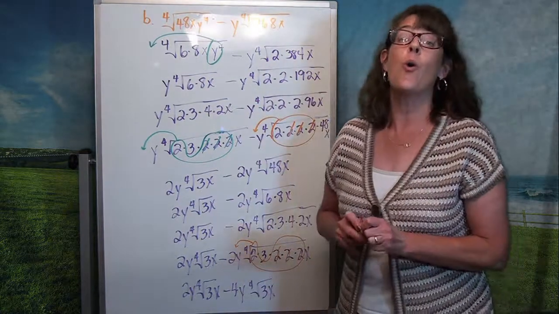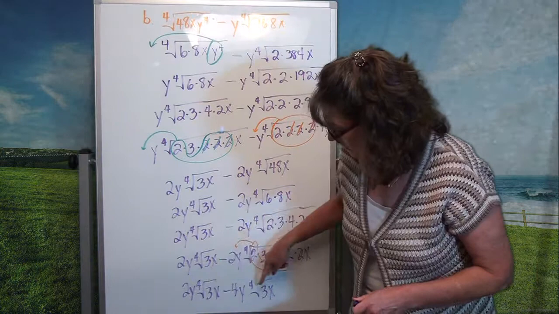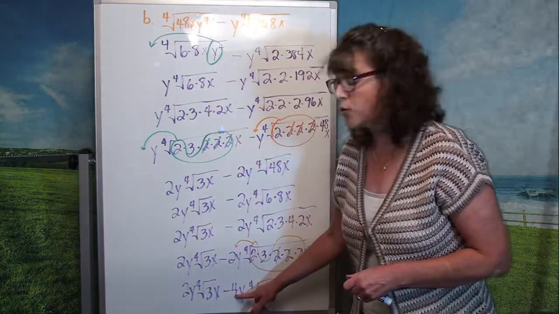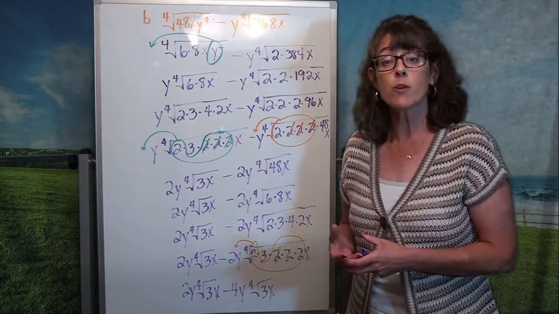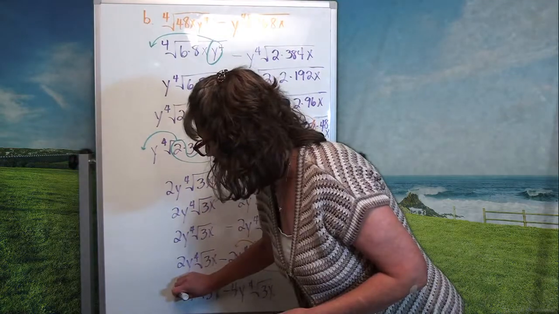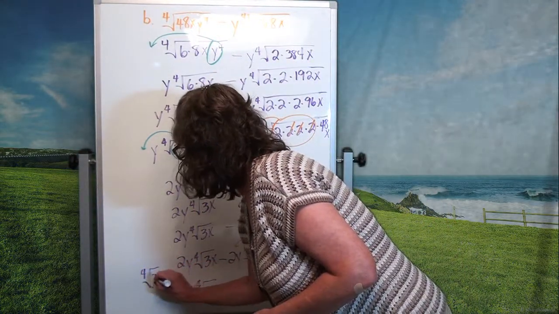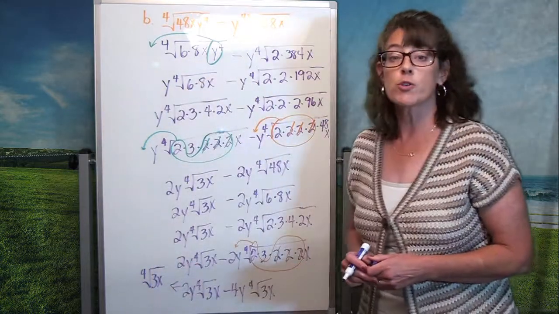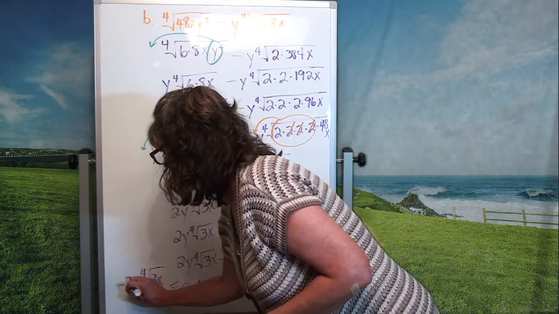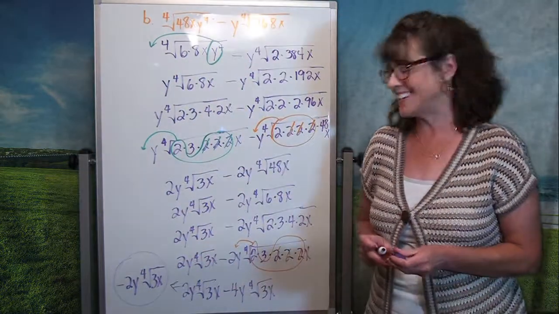And now, oh my goodness, we've got like radicals. 4th root of 3x, 4th root of 3x. So this says I have 2y of them minus 4y of them. And remember, once I've got like radicals, I'm going to retain what's making them alike. The radical is what's making them alike. So I'm going to keep that 4th root of 3x. And I'm going to work those coefficients. 2y minus 4y is a negative 2y. And ta-da, there it is.